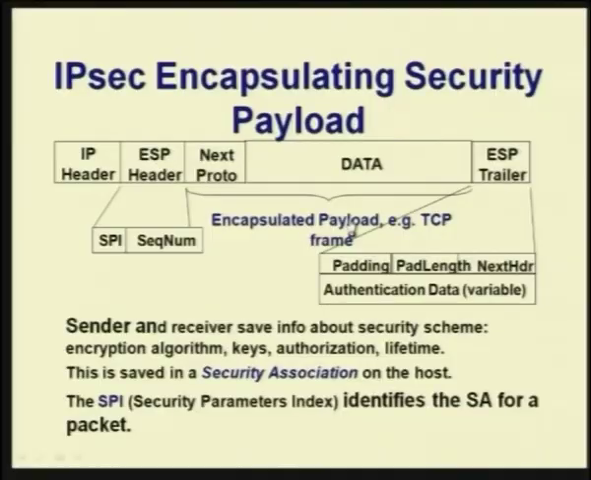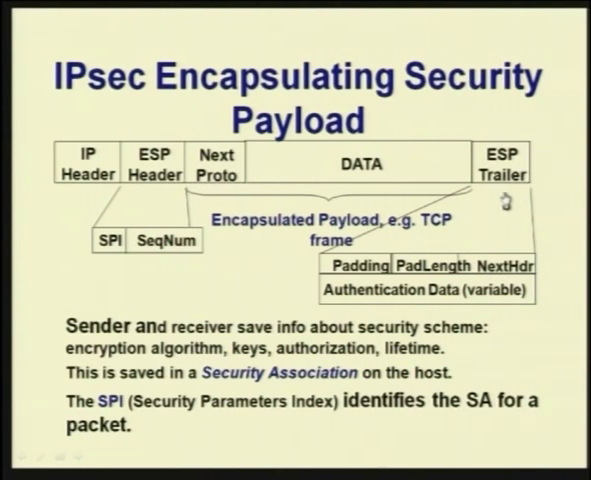Now, if you look at the details of the ESP payload, you can see that most of the security related information is here. You have the ESP header which consists of an SPI and a sequence number. SPI stands for security parameters index. This security parameters index is the one that is used to identify the security association. We will look at what we are talking about. Then you have the encapsulated payload, for example, this could be the TCP frame, and then there is an ESP trailer. The ESP packet consists of a header, the payload and the trailer.